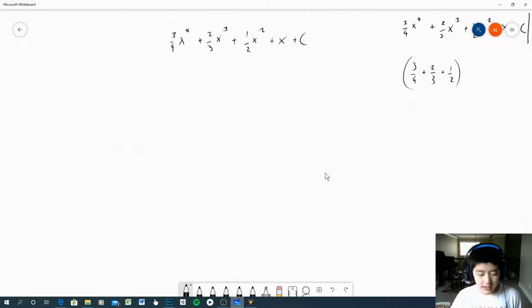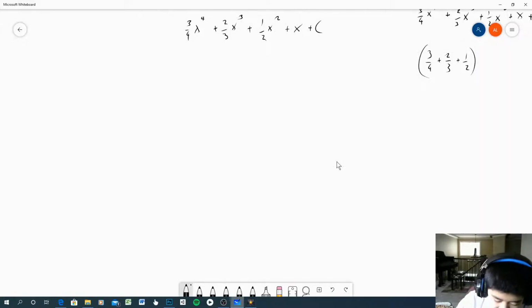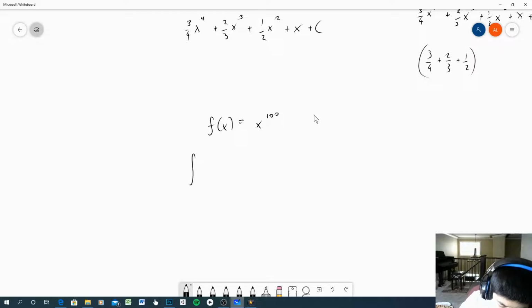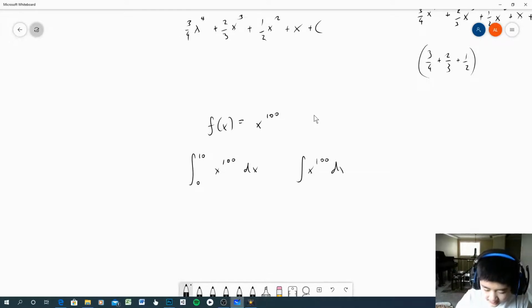Let's go. Okay, so if we have a function, for example, f(x) equals x to the power of 100, then give us the definite integral for the area underneath this curve from 0 to 10, and also the indefinite integral of this. So the definite integral will be from 0 to 10 of x to the 100 dx, and the indefinite integral will give us the integral of x to the power of 100 dx.